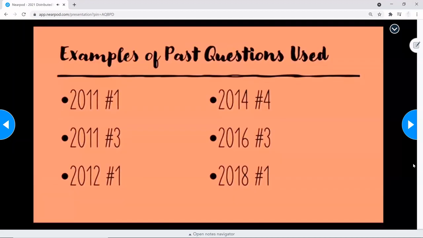There are so many different questions that can be used for this activity. Here are a few examples of past questions that I have used. I've run this activity in my classroom multiple times when I was with the Crooms Academy, and the students did truly enjoy it.